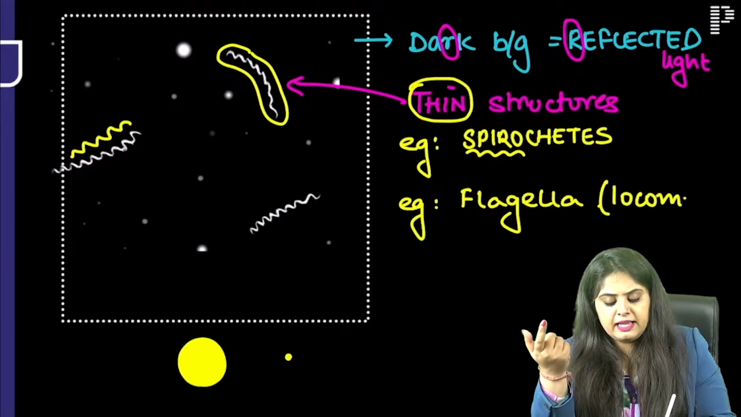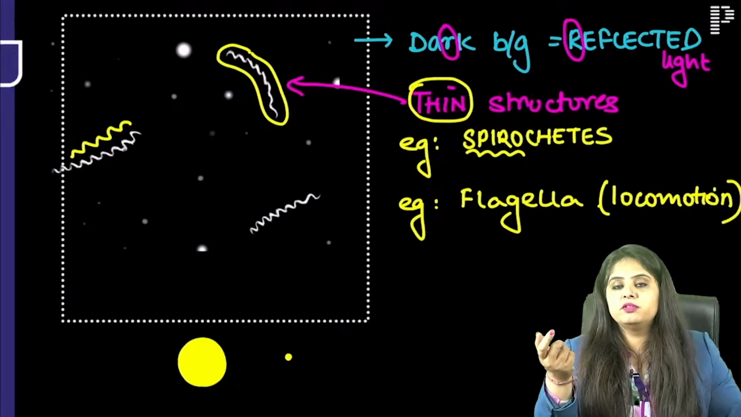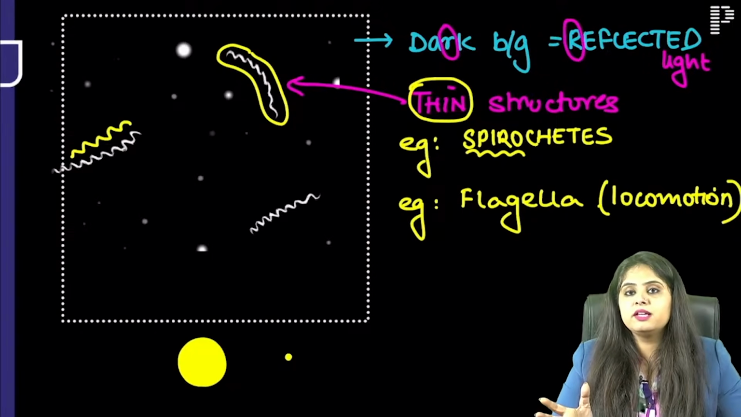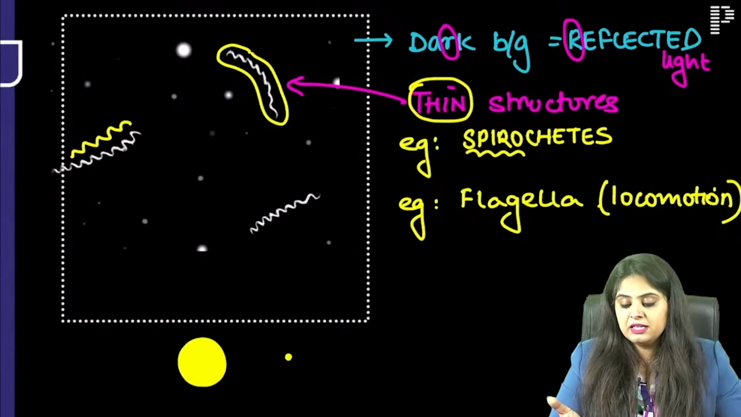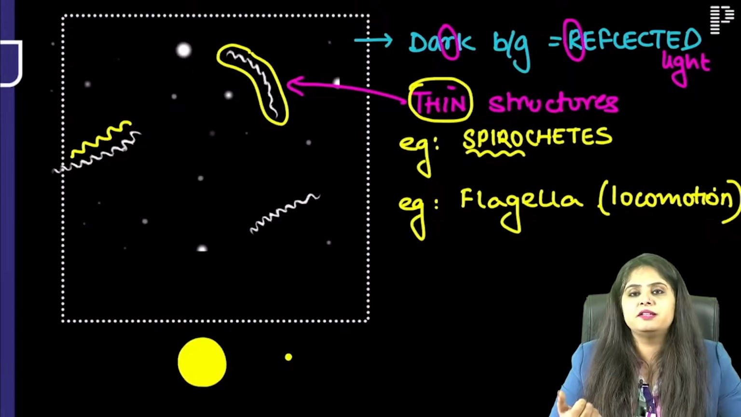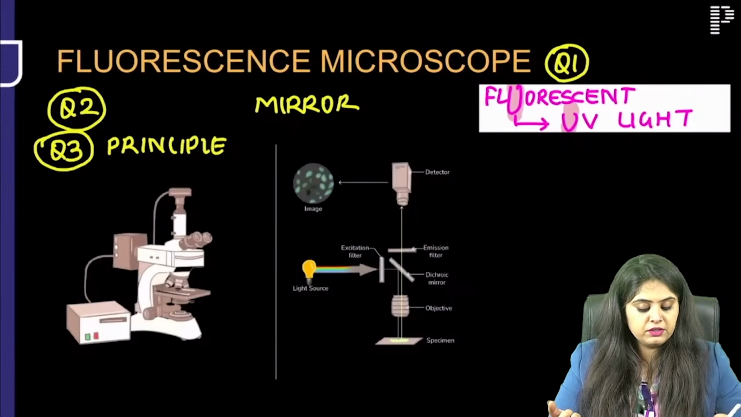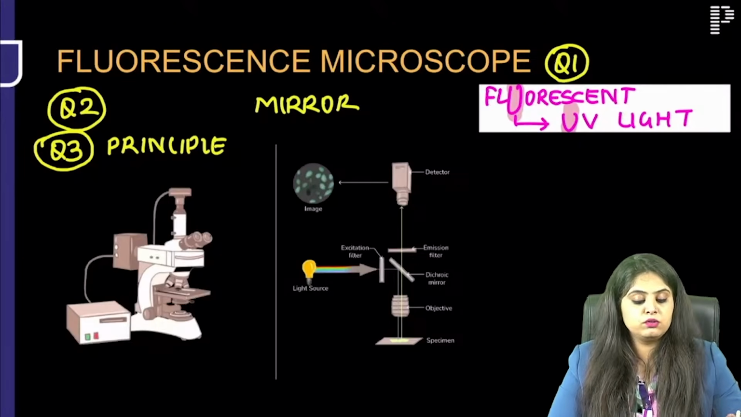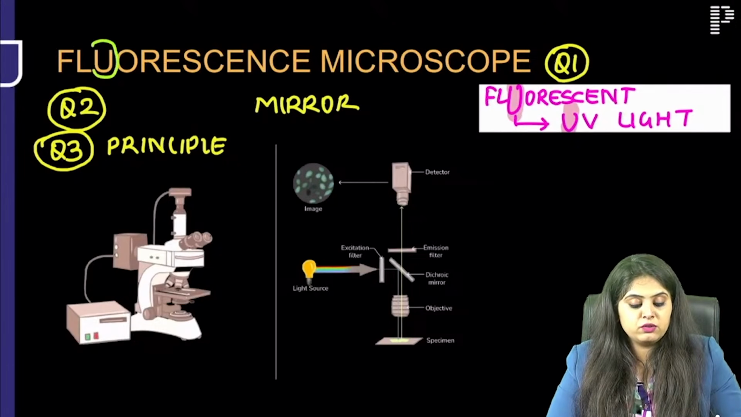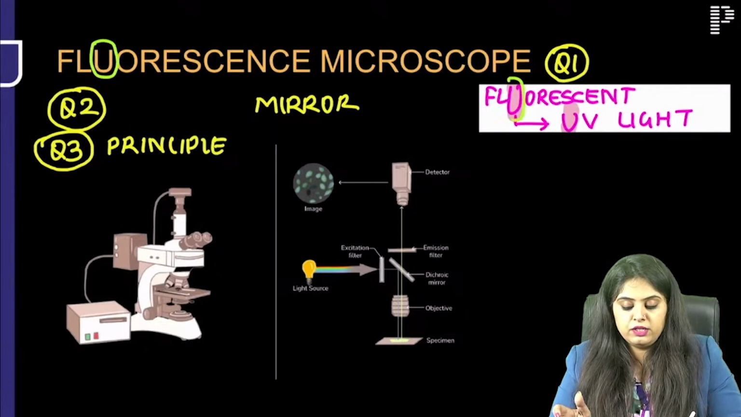Do you know what flagella is for? Flagella is like a tail. Many bacteria have a tail through which they swim or move. When the bacteria wants to move from here to there, they don't have feet, they have flagella. So flagella are also very thin. You will see them with a dark field microscope. Done? Can I move on to the next microscope? The third one is going to be the fluorescent microscope. Now, what is the light that you will use? That is going to be the ultraviolet light.